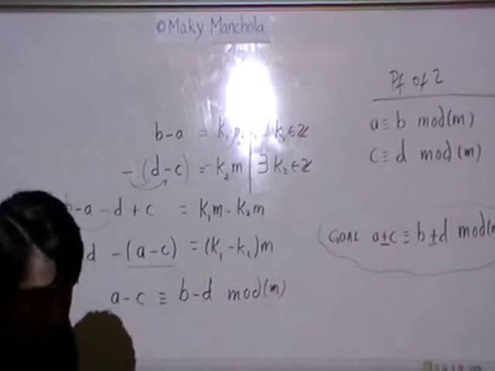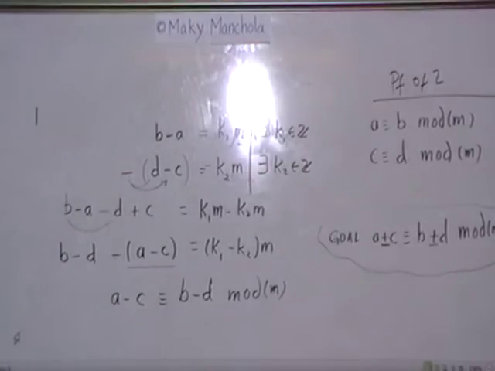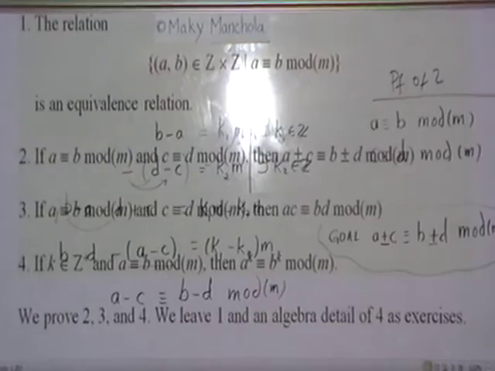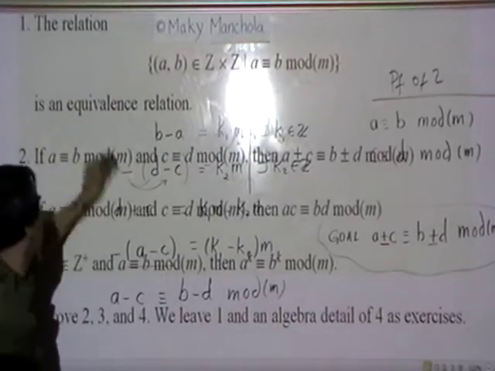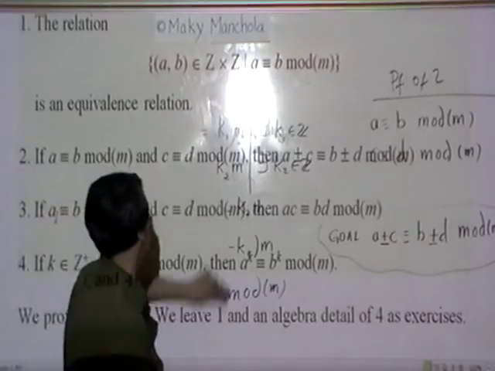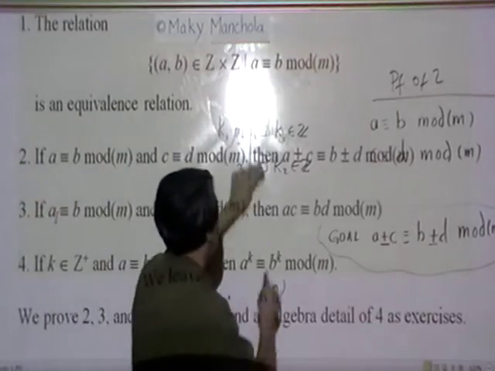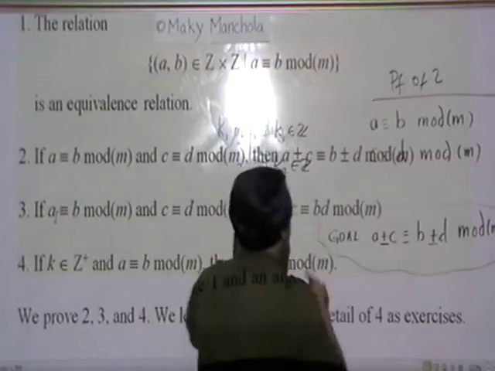Alright, let's try now proving property 3. Property 3 says that if A is congruent to B mod M and C is congruent to D mod M, then A times C is congruent to B times D mod M.